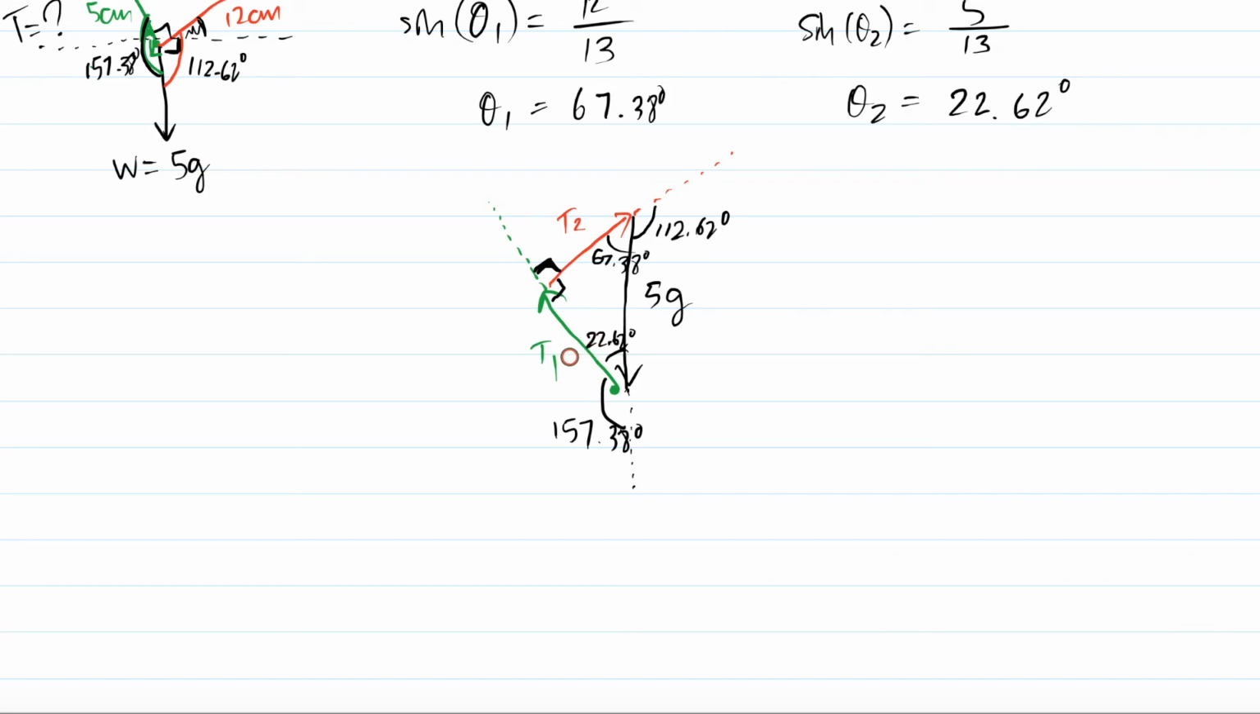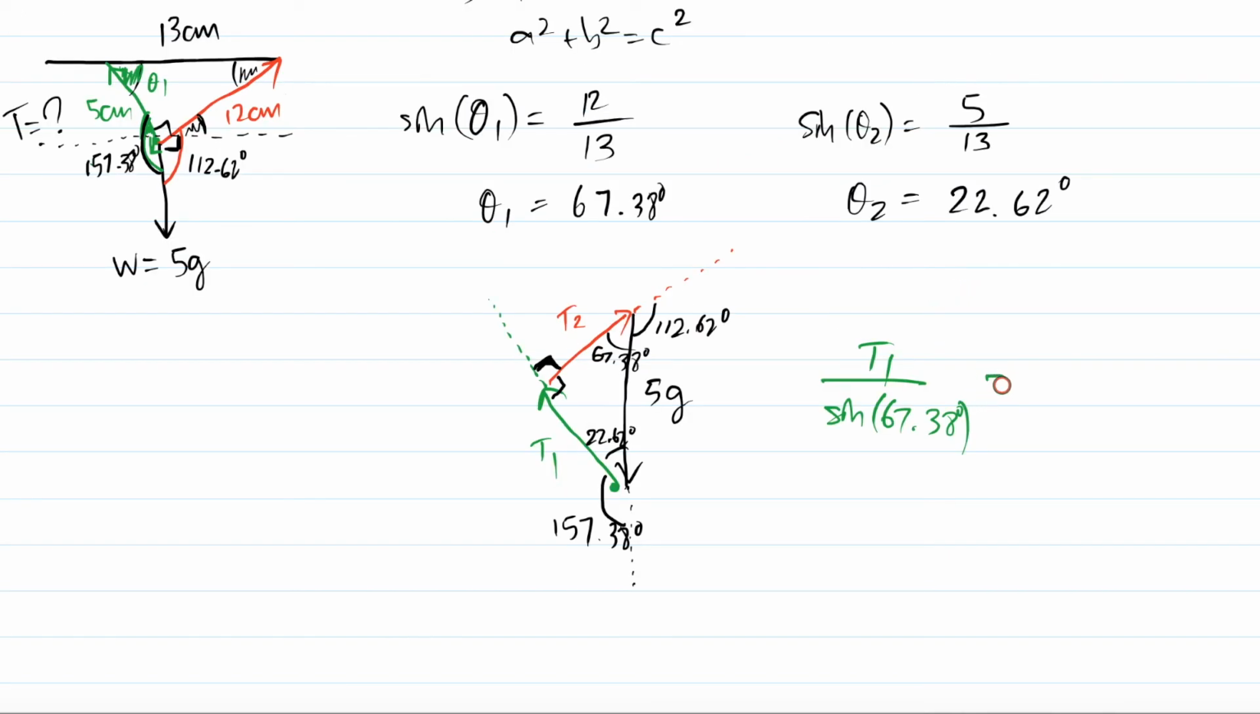So in this question, we need to find the short length, which is T1. So we use sine rule, which is T1 divided by sine of the angle opposite of it, which in this case is 67.38 degrees, equals, we know the force, which is 5G. We use the one that we know, so in this case 5G divided by sine of the angle opposite of 5G, which in this case happens to be 90 degrees.